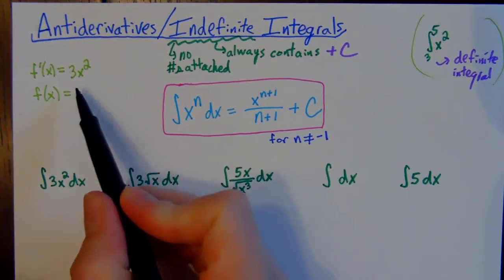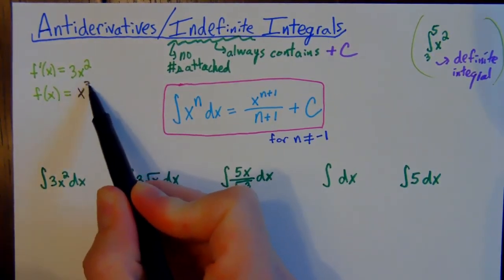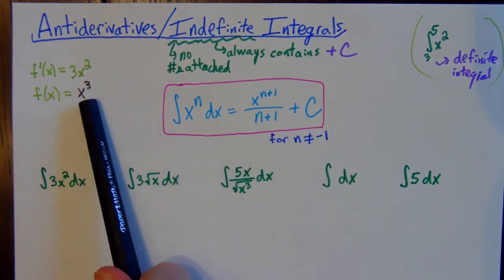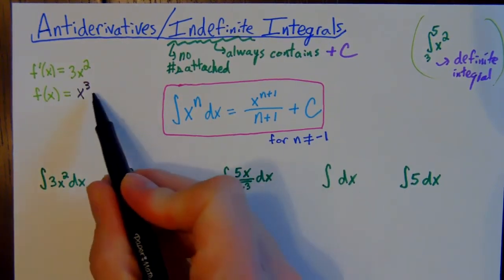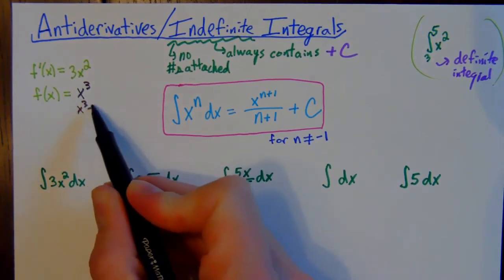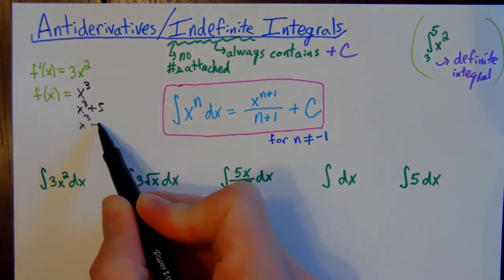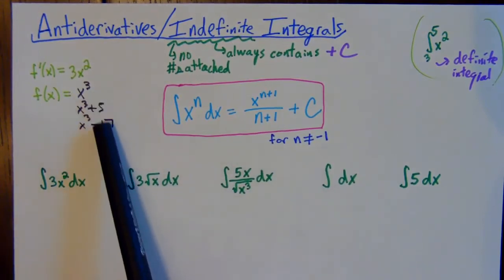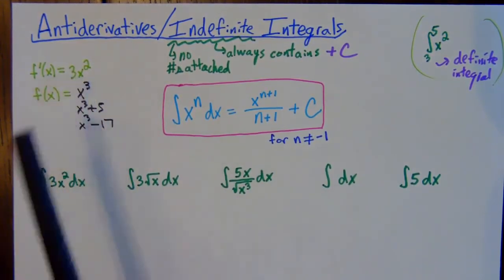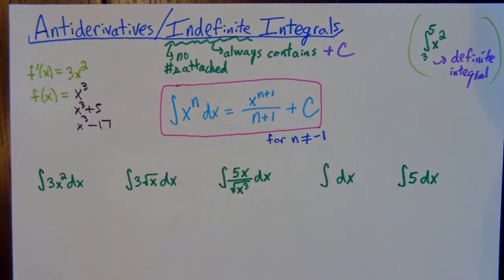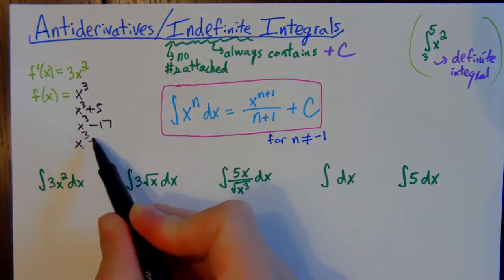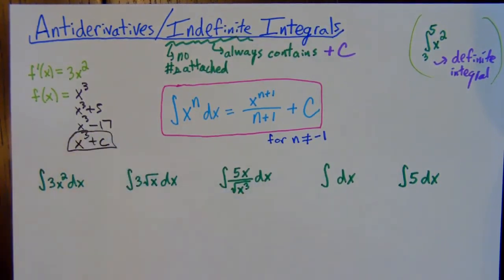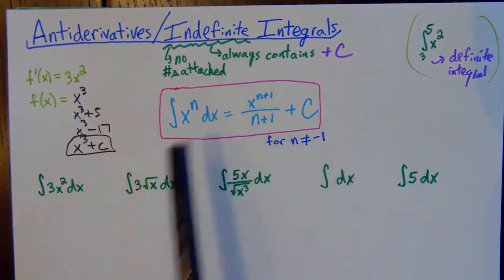You might know off the top of your head that this answer is going to be an x cubed because the derivative of x cubed is 3x squared. But the antiderivative, that integral answer, is not unique, because you could have x cubed, x cubed plus 5, or x cubed minus 17. When you take the derivative of all of those functions, the derivative is 3x squared. So the antiderivative is not unique, which is why we need to include a plus c in our answer when we do indefinite integrals like this.